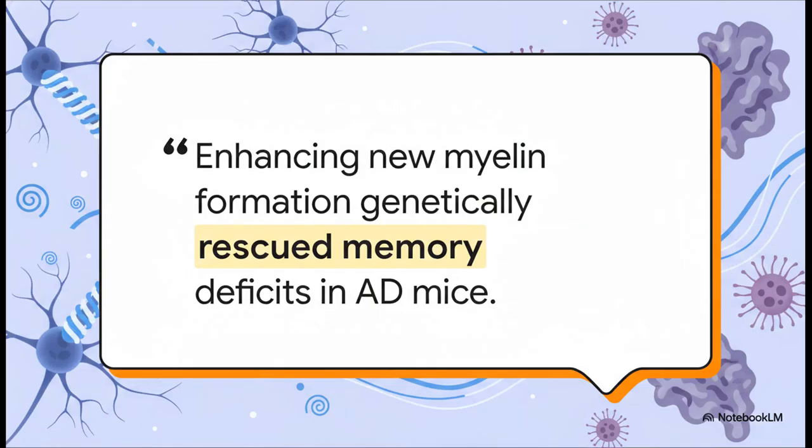This quote from the review highlights a finding of considerable significance. In mouse models of Alzheimer's, genetically stimulating the formation of new myelin was sufficient to rescue memory deficits. This occurred even in the presence of established pathologies like amyloid beta plaques and microgliosis, which is inflammation driven by microglial cells. Now, the implication of this is quite significant. It suggests that targeting myelin repair could be a viable therapeutic strategy for Alzheimer's that operates independently of the amyloid cascade, which, as you know, has been the dominant focus of drug development for decades.